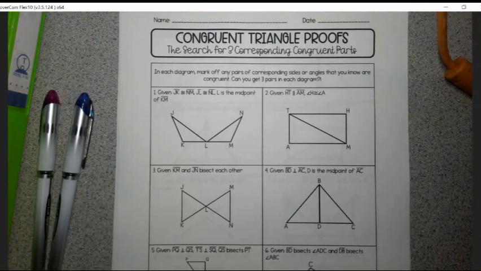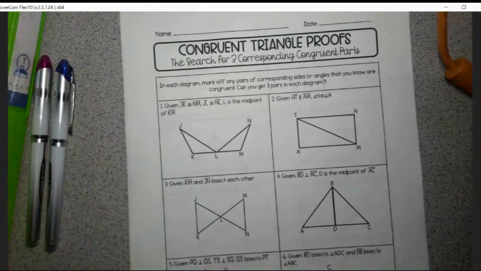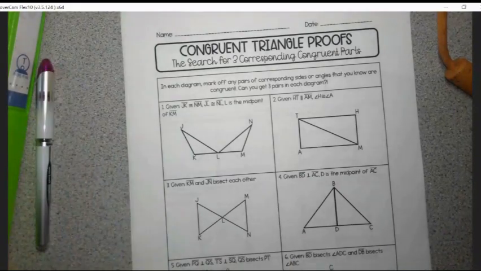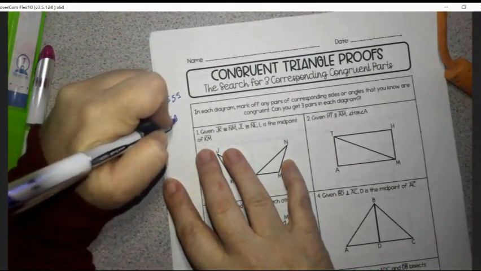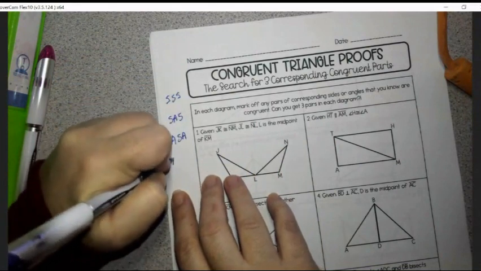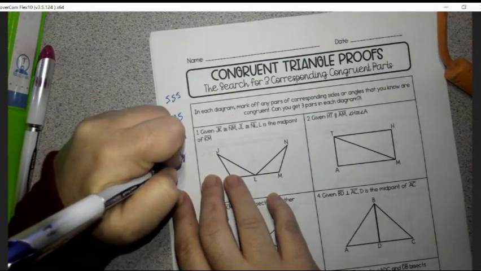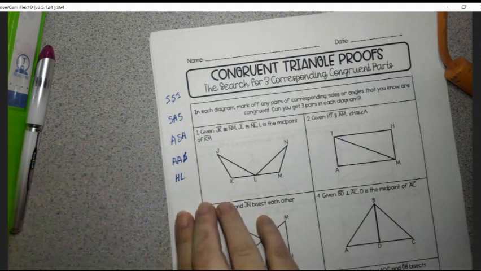Okay, the next step to write triangle proofs is to start thinking about which one of those 5 theorems we can use to prove that the triangles are congruent. So I'm going to rewrite the 5 theorems over here on the side. There was side, side, side; side, angle, side; angle, side, angle; angle, angle, side; and HL.